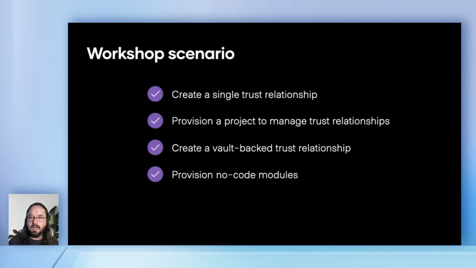And again, if it's a separate team or even the same team that's setting up the security settings, all of that's in one place, and you can manage and audit it separately from provisioning your actual infrastructure. And then we're going to use that project to create a Vault-backed trust relationship. And finally, we'll look at how you might use that to allow the provisioning of no-code modules. No-code modules will allow us to provision infrastructure without writing Terraform configuration.